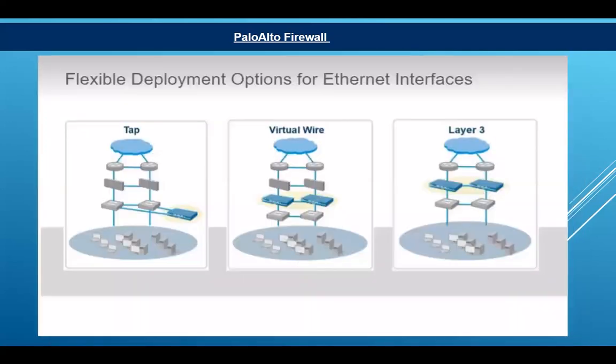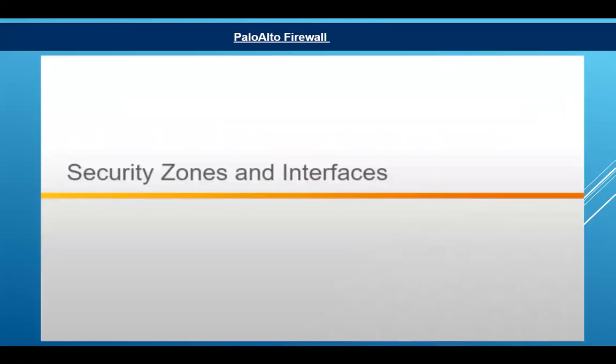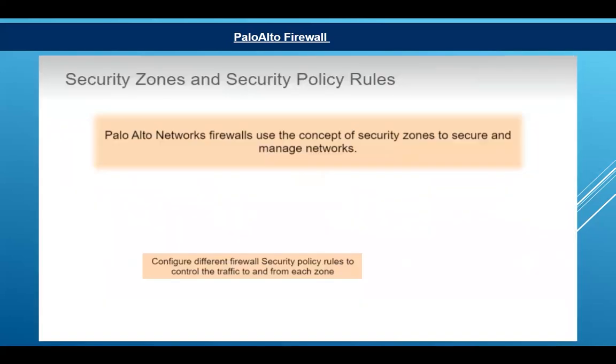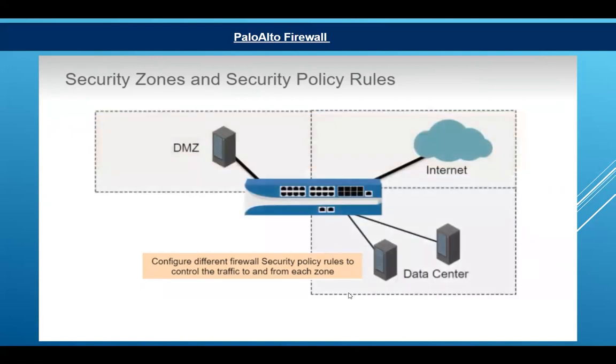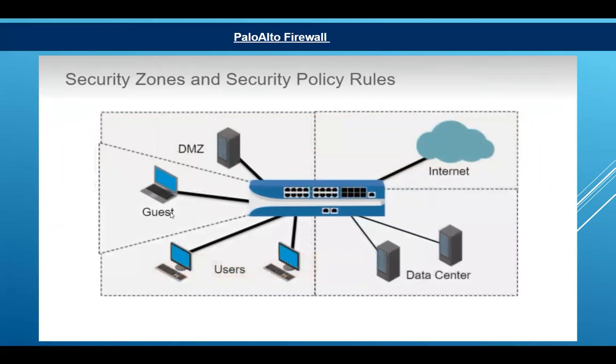So guys, before deploying these three modes, we have to understand the types of interfaces on our firewall. Okay. And security zone. Right. So basically, guys, the firewall uses the zone concept to identify your secure zone and non-secure zone. Right. So guys, see here, security zone, DMZ zone, internet zone, data center zone. Right. Guest user, these are our LAN users. So we will define this type of zone.